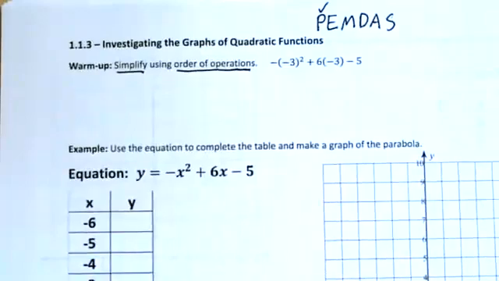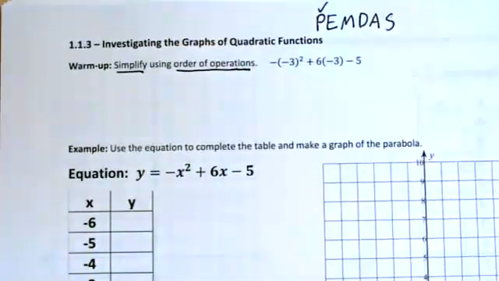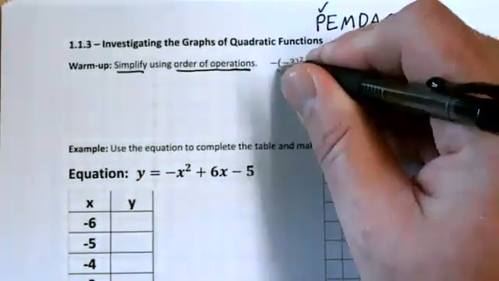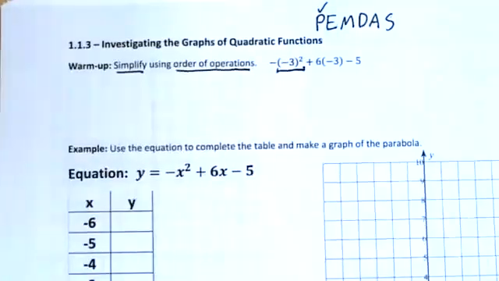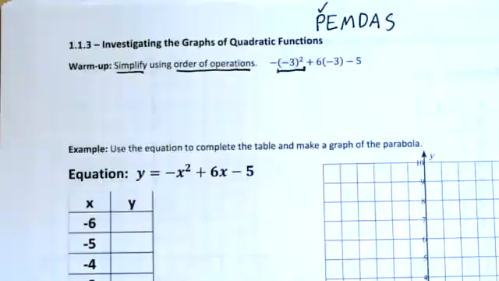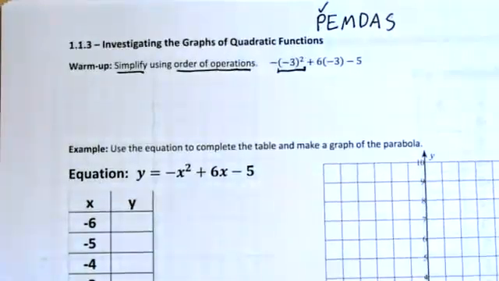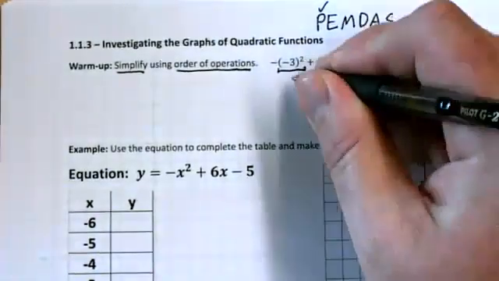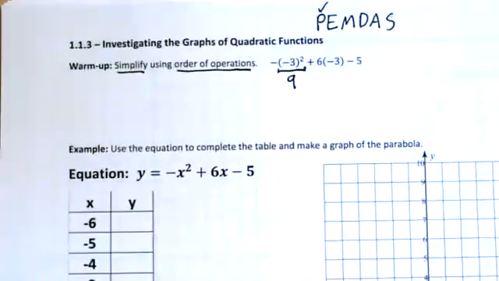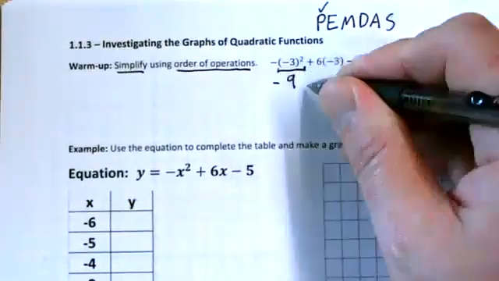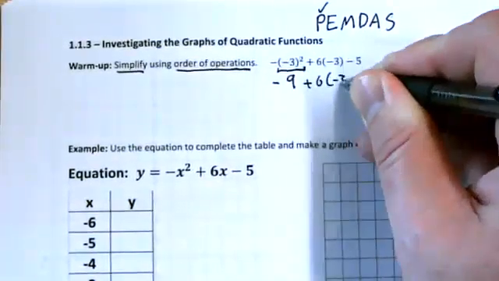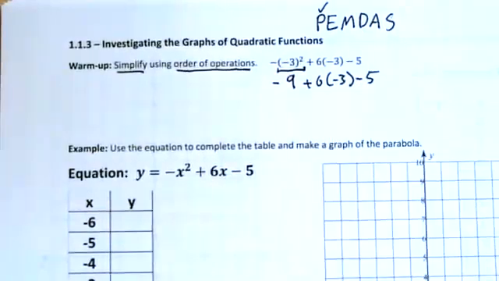E stands for exponents. I see an exponent that we got to do. So we're going to have this -3 to the second power. And we'll simplify that piece and bring the rest down. What is -3 squared? That would be whatever -3 times -3 is. +9. Okay, so that turns into a +9. Go ahead and bring down your negative, bring down your +6, and all the other stuff too.